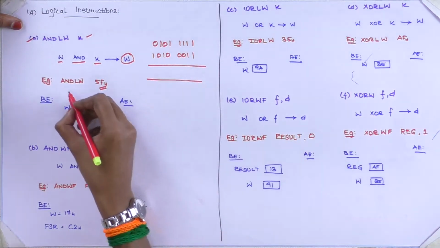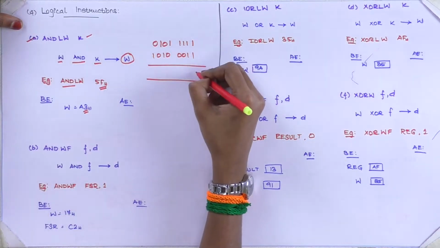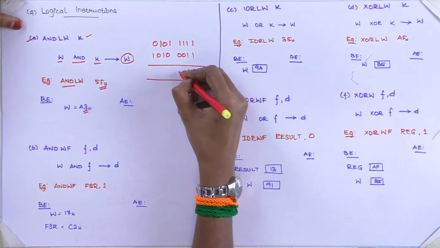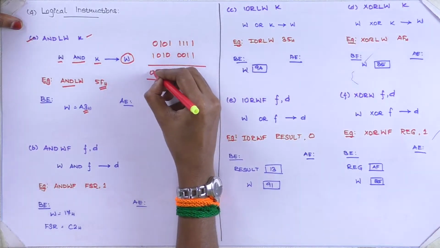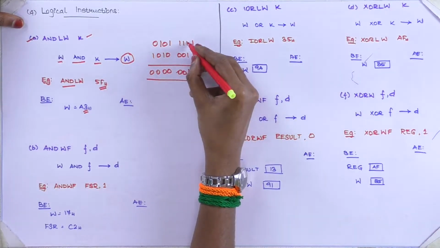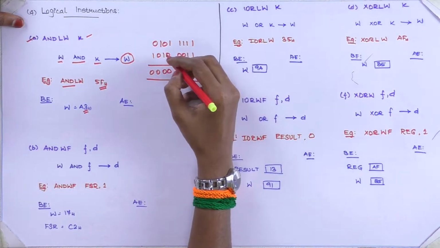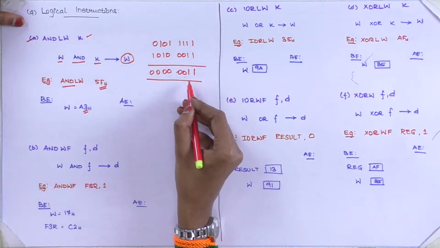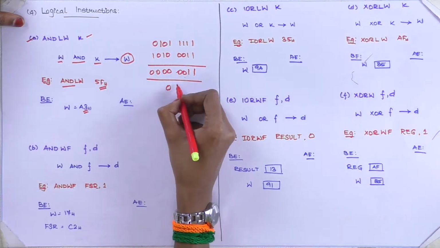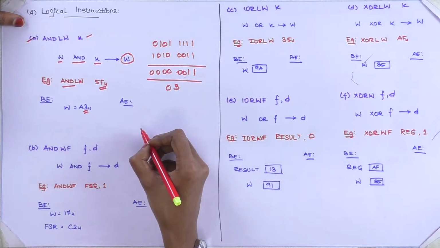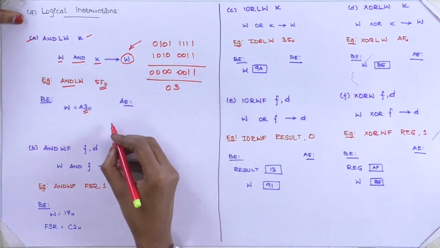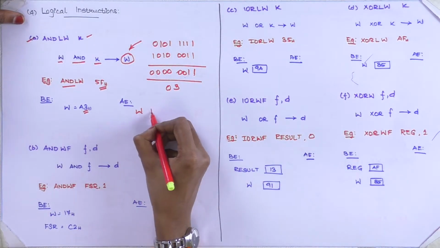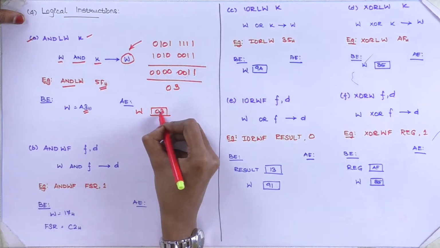The operation we have mentioned is AND. If you want to perform the AND operation: 1 and 1 is 1, 1 and 1 is 1, 1 and 0 is 0, 0 and 1 is 0. This you know already. So now the value is 03. We have already said that the result will be stored in the working register, so now the working register will have the value of 03.